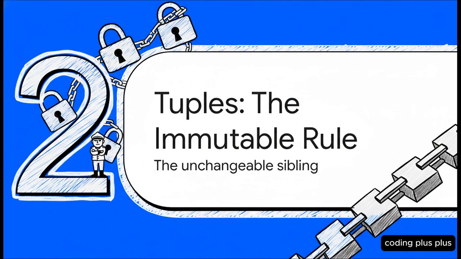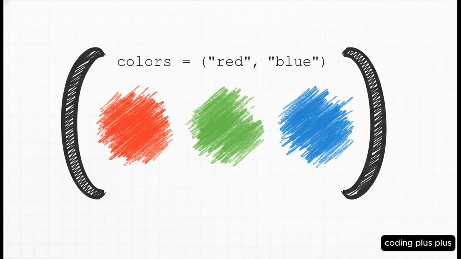Okay, but what if you have data that you absolutely do not want to change? Well, that's where our next type comes in. Let's meet the tuple. It's like the strict, unchangeable sibling of the list. Its entire identity is built on one simple rule. It is immutable. At first glance, they look almost identical to lists in the code. The one big visual clue is the brackets. Tuples use parentheses, not square brackets.